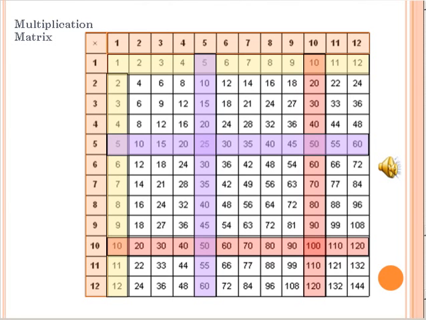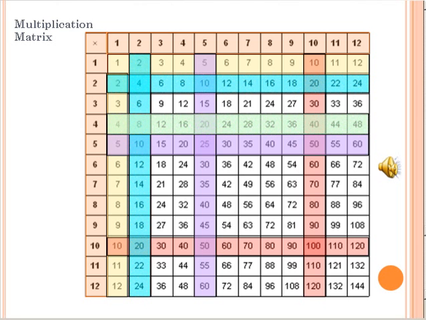Next, we talk to students about times 2, which students will call doubling, because all you're doing is taking the other number and adding it twice. So 8 times 2 becomes 8 plus 8, or 8 doubled, which is 16.